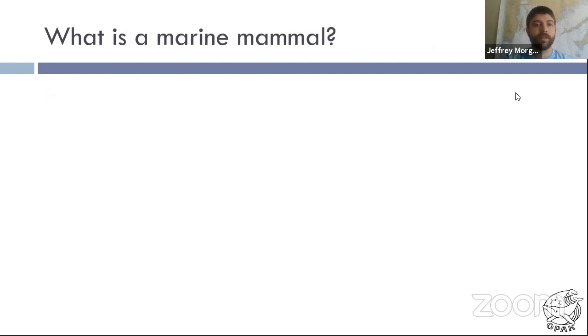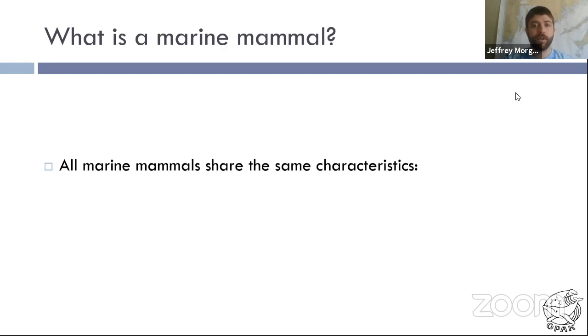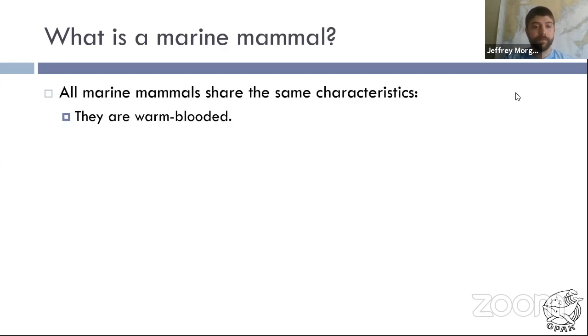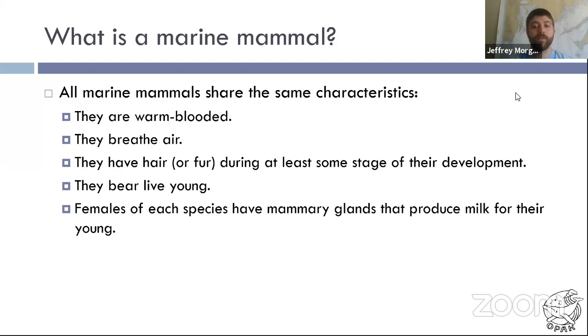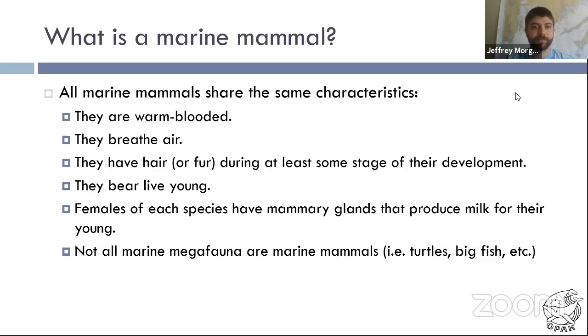But when we're talking about marine mammals, there are things that all of our marine mammals share. All marine mammals are warm-blooded. They need to breathe air. So when we're talking about our whales today, remember that they don't live underwater. They need to come up to the surface to breathe. All marine mammals have hair or fur during at least some part of their development. And they all bear live young. And all females produce milk for their young as well. So those are the characteristics that all of our marine mammals share. And it's important to remember that not all marine megafauna are marine mammals. So turtles, fish, et cetera, they're not marine mammals.